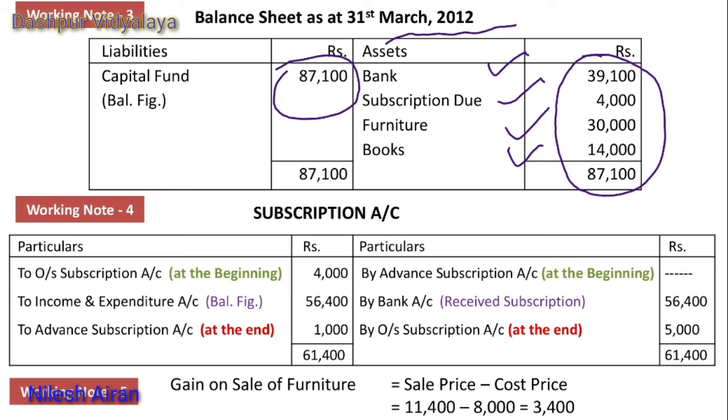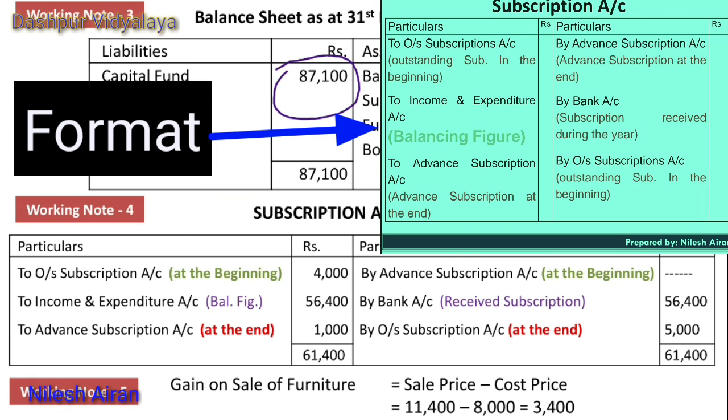Now we are given here the subscription account also. You can see in subscription account, outstanding subscription at the beginning of the year is having a debit balance as it is an asset. So the closing balance will be recorded in the credit side. Advance subscription, if we have received, that is a liability. The opening balance will be having a credit balance and the closing balance will be recorded in the debit side.